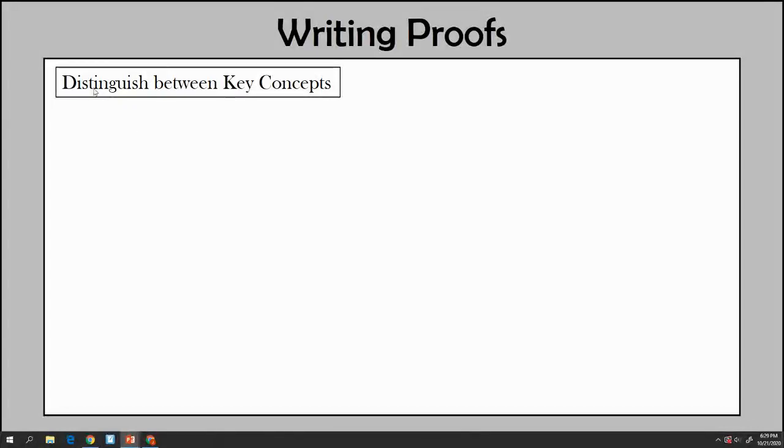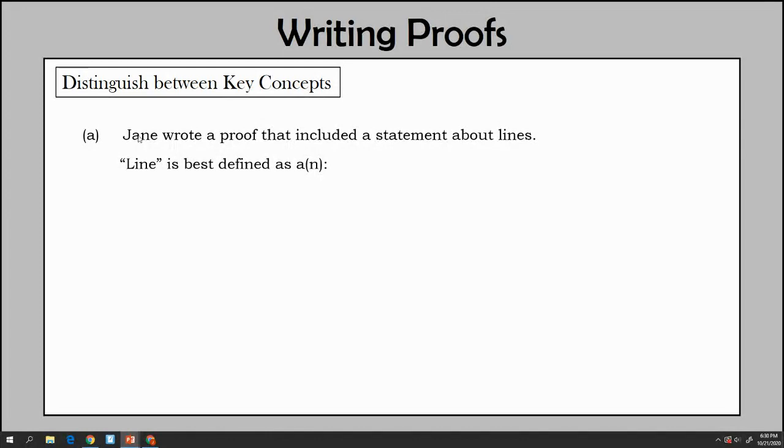All right. So what we're going to do first of all, and the questions you're going to work tonight are going to be giving you a situation, asking you which of our five key concepts it represents. So, for example, Jane wrote a proof that included a statement about lines. Line is best defined as what? Well, a line, we just talked about this one. A line is one of the three undefined terms of geometry. So, if we're going to talk about a line, we're talking about an undefined term.